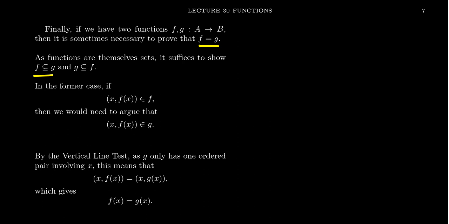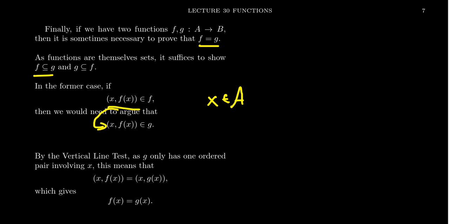Now, let's consider the first one. If I was going to prove that F is a subset of G, then I'd have to say that every element of F is an element of G. But a typical element of F is going to be an ordered pair of the form x, f of x, where x is just an element of the domain, right? So I want to show that the ordered pair x, f of x is inside of G. Now let's say that I've successfully done that.